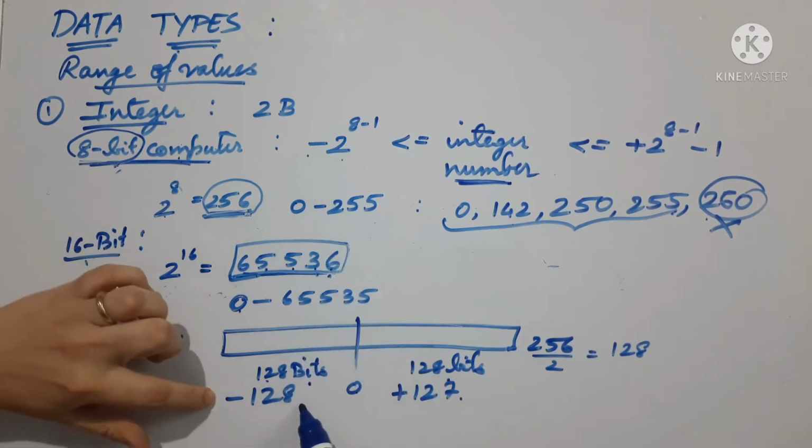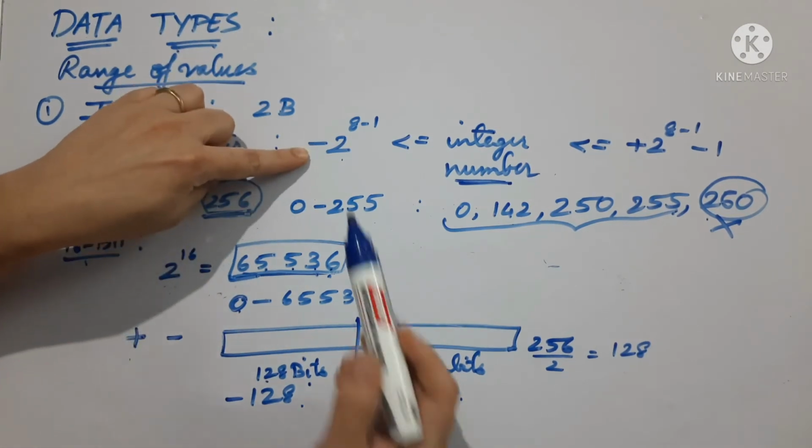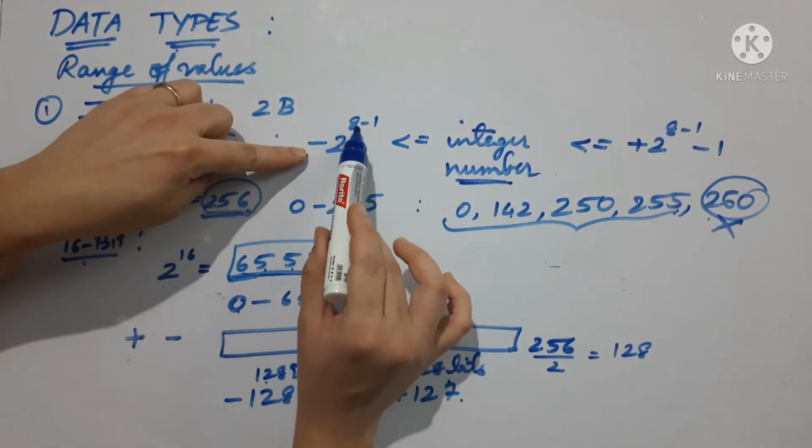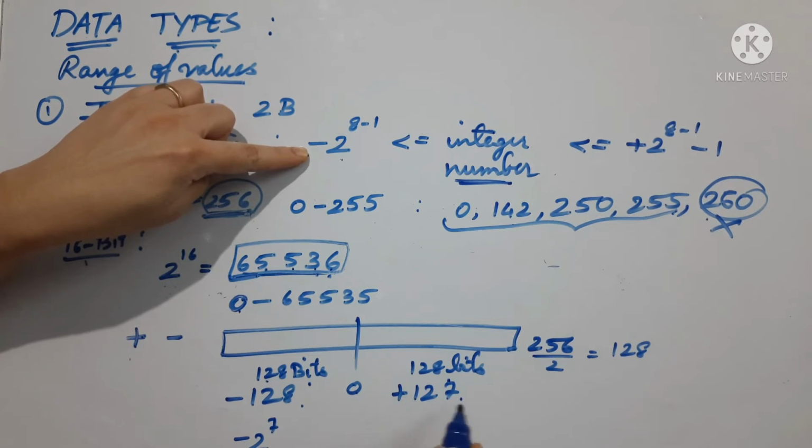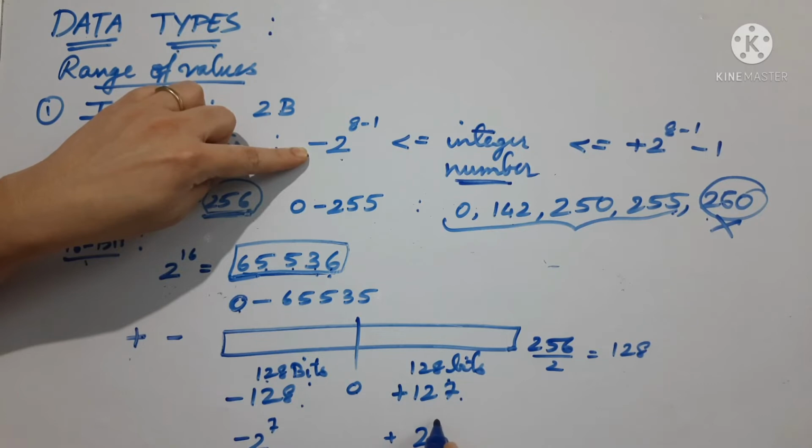Now you try to relate this with here. Why have we written minus 2 to the power of 8 minus 1? What will be the value of this? This is nothing but minus 2 to the power of 7. And this is 127, that is nothing but plus 2 to the power of 8 minus 1, which is 2 to the power of 7 is 128, minus 1. So this is how it has been derived.